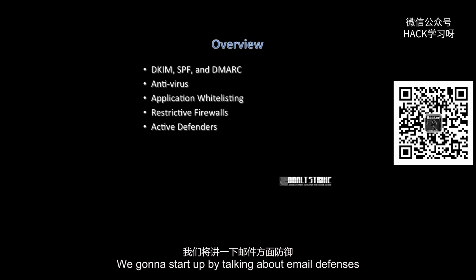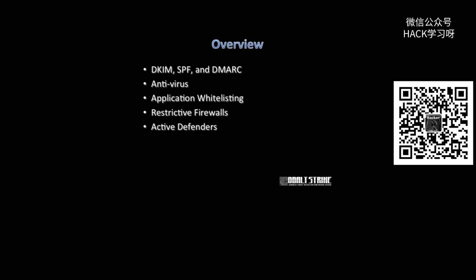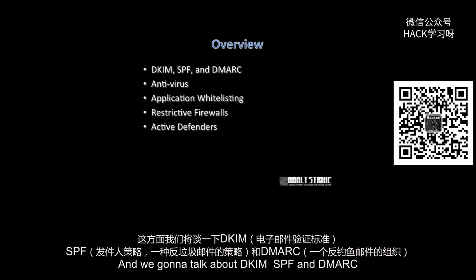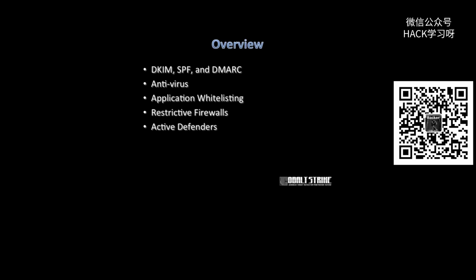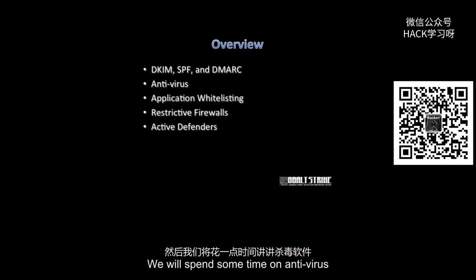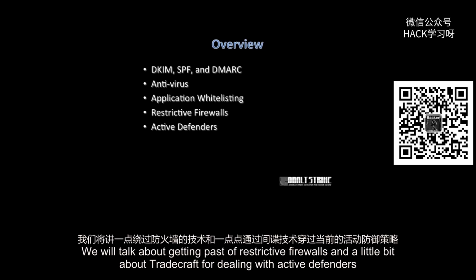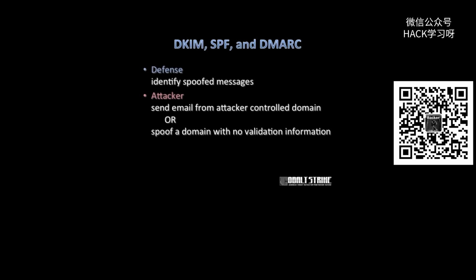We're going to start out by talking about email defenses, and we're going to talk about DKIM, SPF, and DMARC. We'll spend some time on antivirus. We'll talk about application whitelisting. We'll talk about getting past restricted firewalls and a little bit about tradecraft for dealing with active defenders. So let's jump right into it.